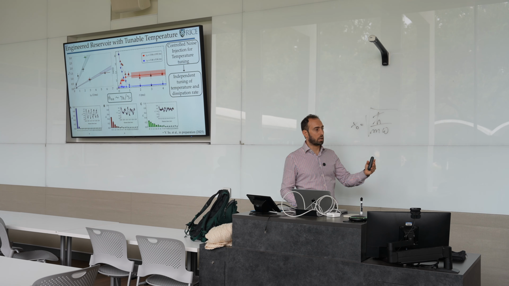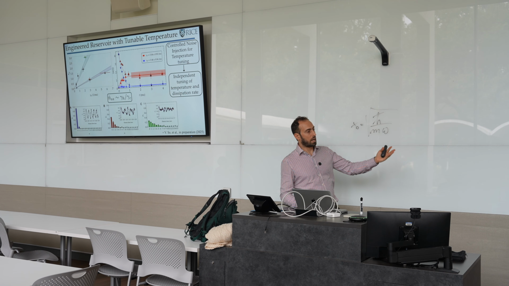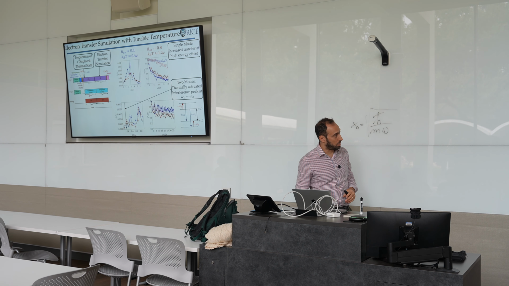So not only looking at the spectral density, just the gammas, but also at the temperature of the different baths. We can even have different baths at different temperatures. And this is actually what we did in this experiment here. So we had one bath that is cold, the other one is hot, and we see some thermally activated interference between the two. And this is pretty hard to do experimentally already.